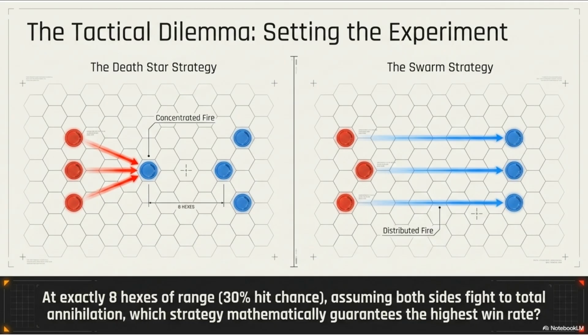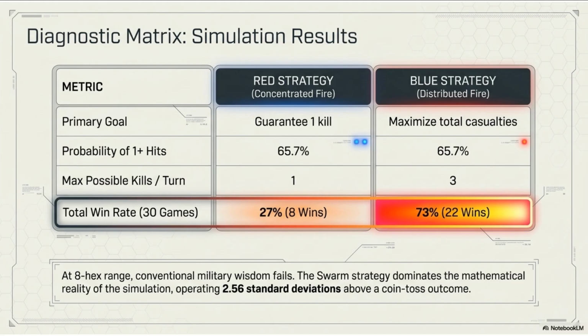Now, blue takes the opposite approach. Distributed fire. Each blue unit targets a different red unit. One-on-one engagement. So blue isn't guaranteeing a kill on anyone. They're just sort of spraying and praying across the whole line. That's a good way to put it. So here's the question. They ran the simulation 30 times at a range of 8 hexes. That means each shot has a 30% chance to hit.